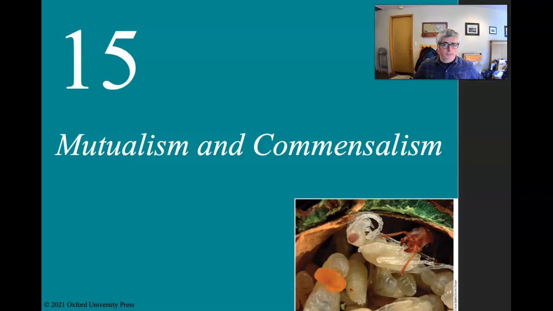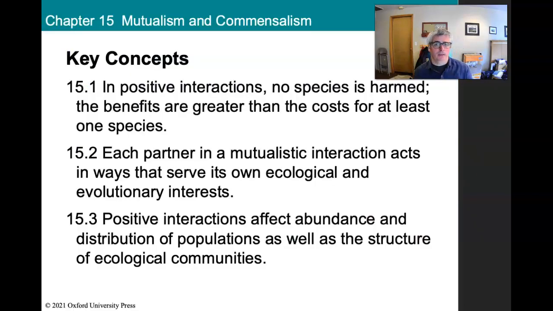Okay, chapter 15 is going to be on mutualism and commensalism. So looking at different relationships that are either plus plus or plus zero. The key concepts are that in positive interactions, no species is harmed, and the benefits are greater than the costs for at least one of the species. So there's at least one partner gaining benefit, maybe both are.